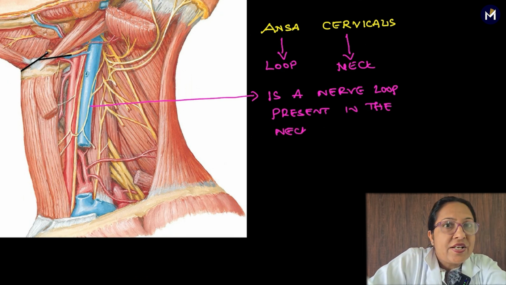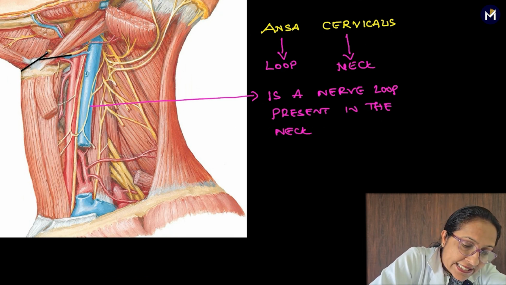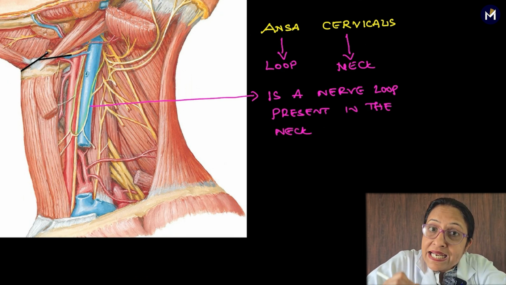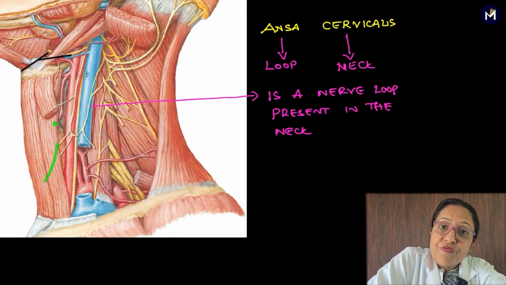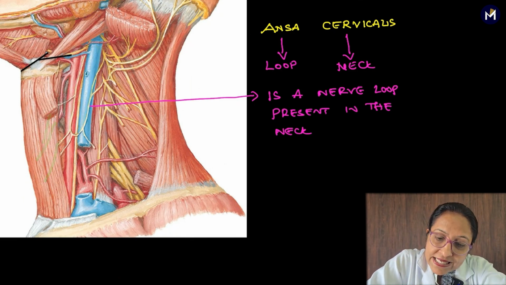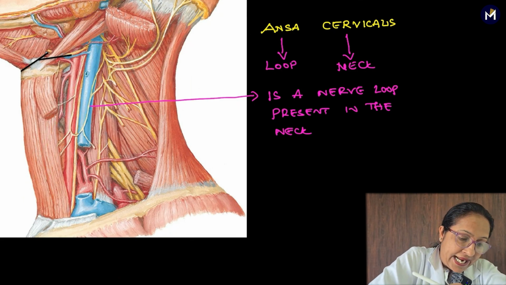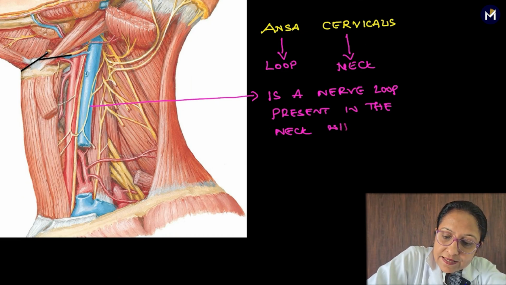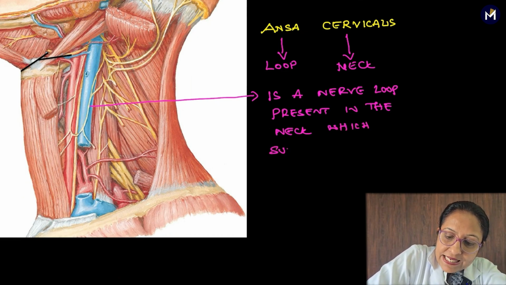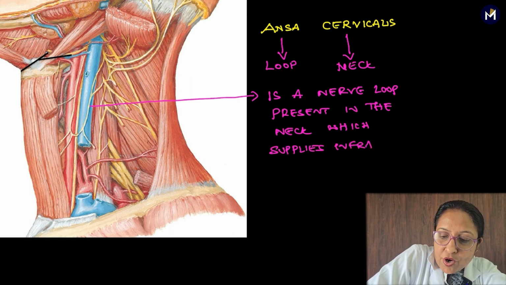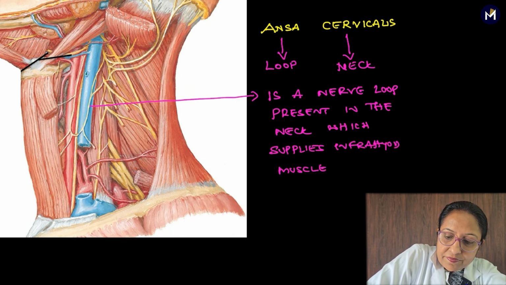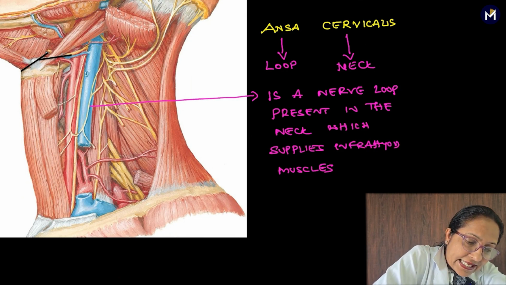Now, to complete the definition, where does this nerve loop supply? It supplies our infrahyoid muscles. So, it's a nerve loop present in the neck which supplies infrahyoid muscles. So, this is Ansa Cervicalis.